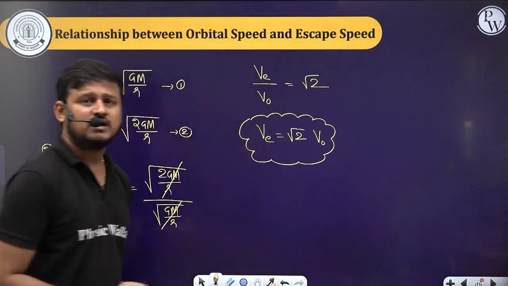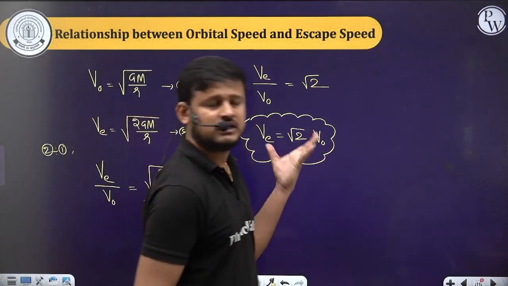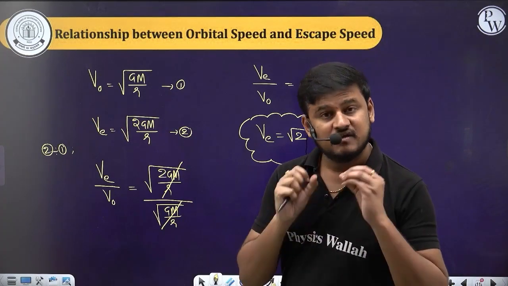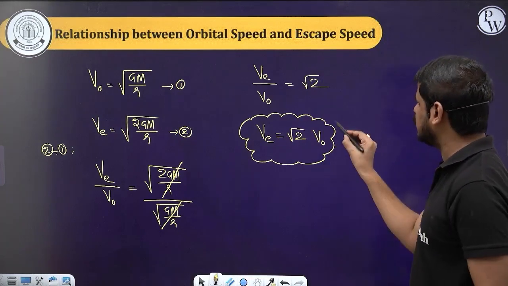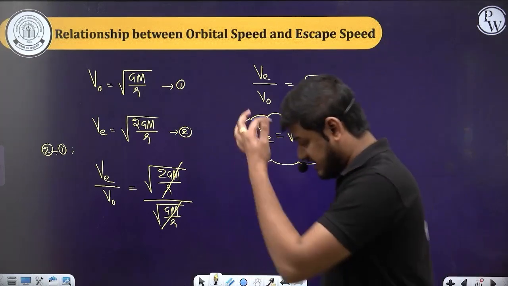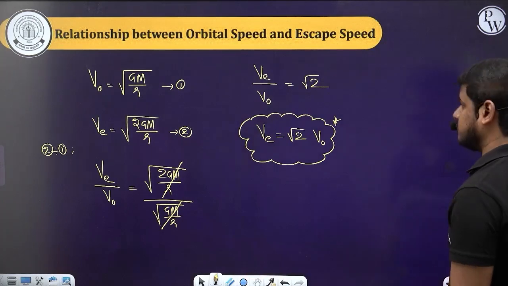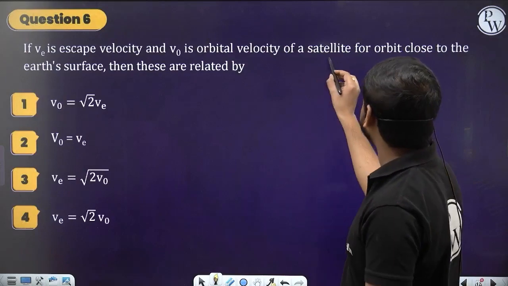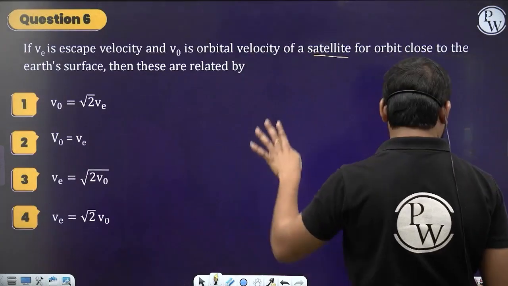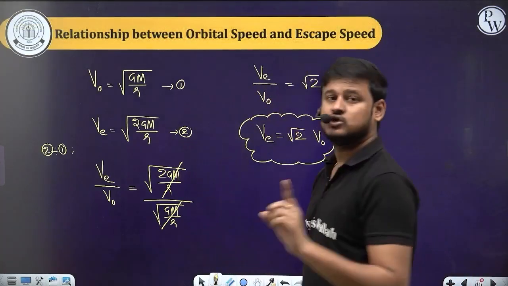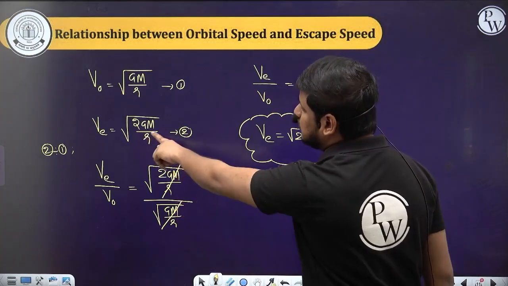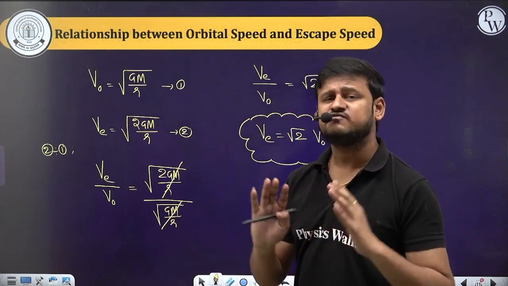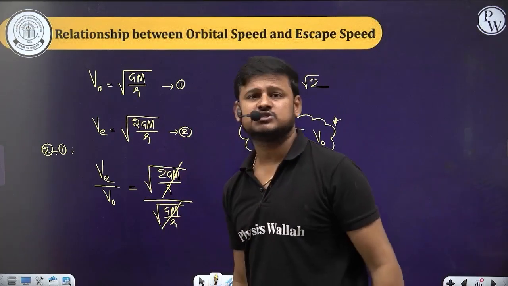This is a direct formula, and the question can be framed directly based on these concepts, so remember this statement. VE is the escape velocity and V0 is the orbital velocity of a satellite. Not for the Earth we are writing. Why am I taking small r here? It might be a doubt for students. If I take Earth, then I'll write capital R, but I am taking it for some general planet, that's why I'm going for small r.